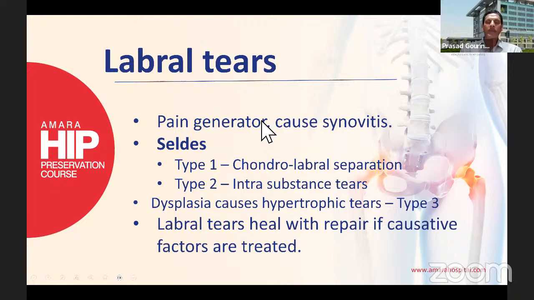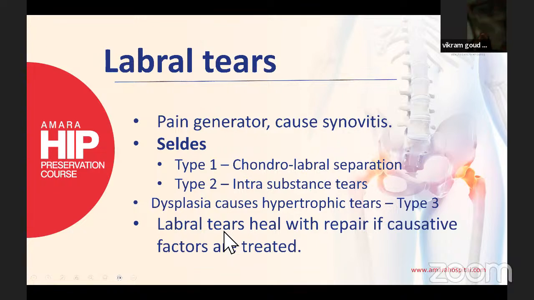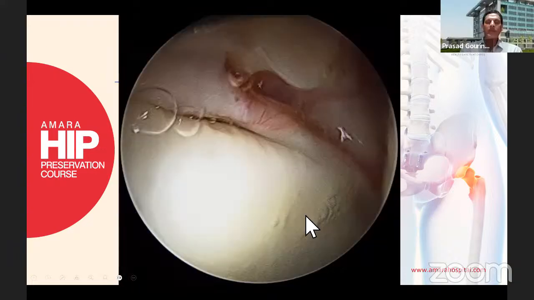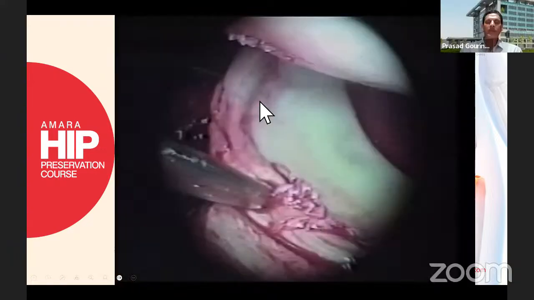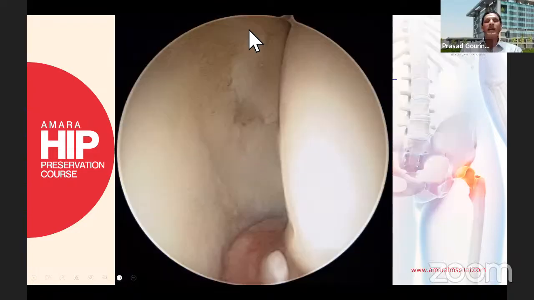Here's a type 2 pincer type of labral tear where the labrum got crushed between the femoral neck and the rim. It's an example of a dysplastic labral tear. This is the labrum. This is the articular cartilage. Because the head is subluxating in a dysplastic hip, it's able to crush the labrum with a piece of articular cartilage. If you see this type of tear, you're very concerned that this will be unstable.